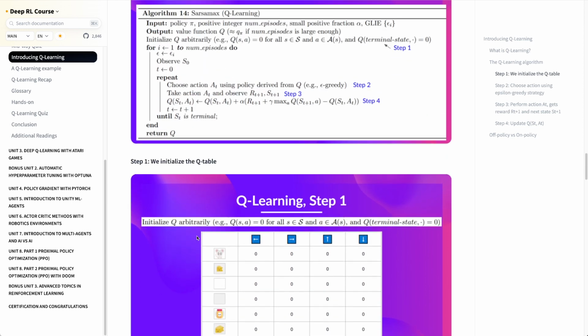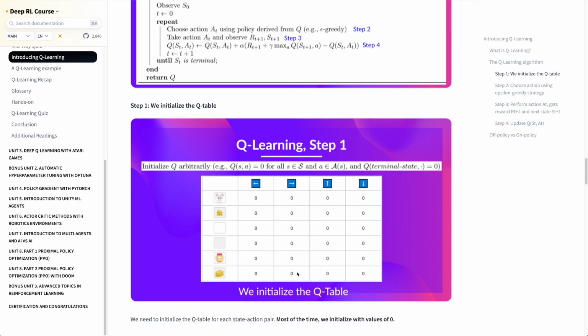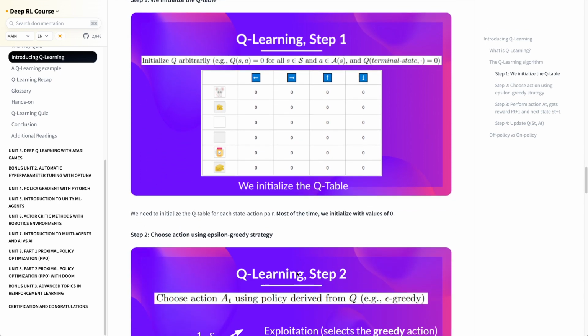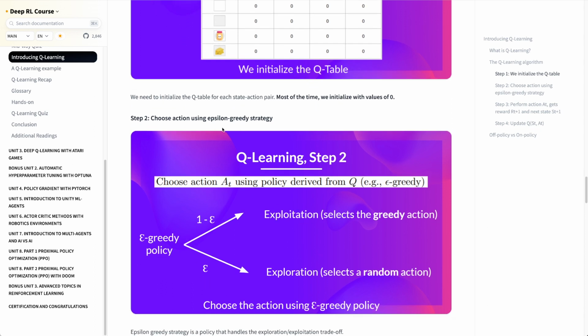So in step 1, looking at here, initialize Q arbitrarily. So step 1 is this table, right? So we initialize Q arbitrarily. This table is all zeros. So we initialize the Q table. Most of the time we initialize values of 1 or 0. Step 2, we choose an action using the epsilon greedy strategy. So choose an action using policy derived from Q.